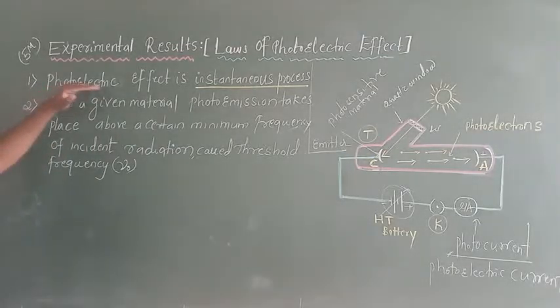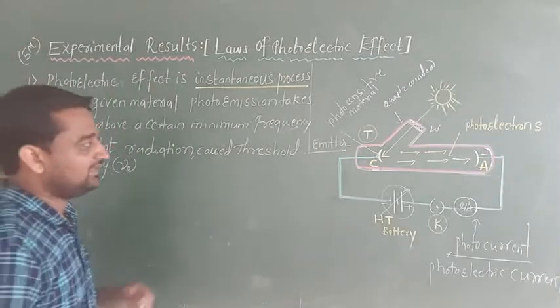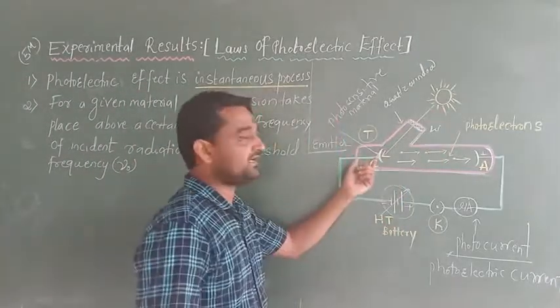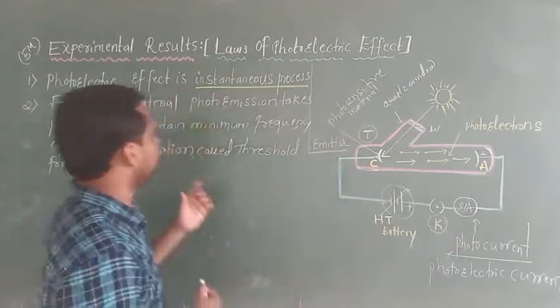The photoelectric effect phenomenon takes place instantaneously. That means as soon as the radiation falls on the cathode, the current is measured immediately. So it is called what?